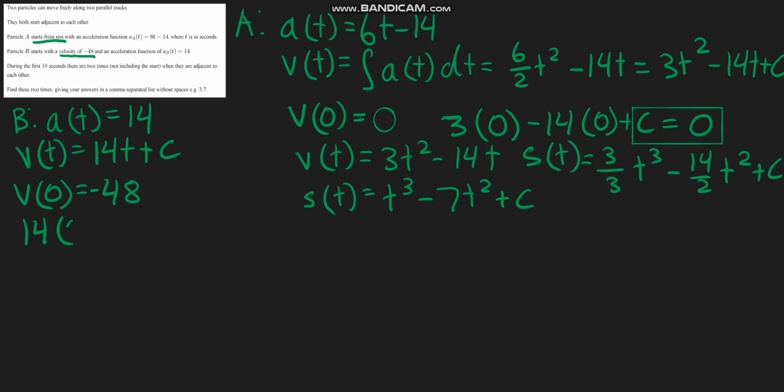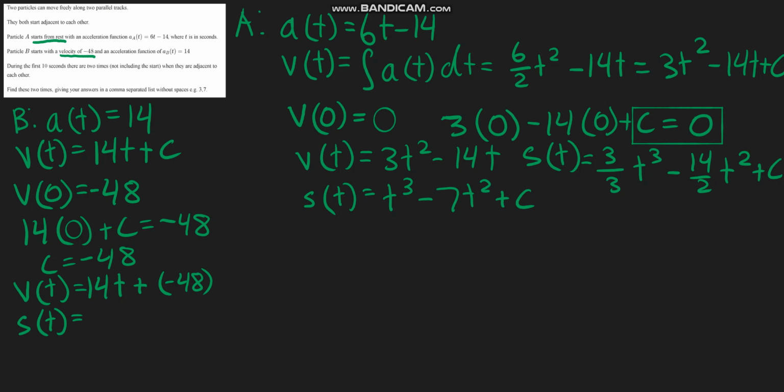So again, we just plug in 0 and set it equal to what we know it's supposed to be. And from here we can see that c is equal to -48. Our final equation is 14t plus -48. From here we can also find our distance formula, which is 14 over 2 t squared minus 48t plus c, which simplifies into 7t squared minus 48t plus c.